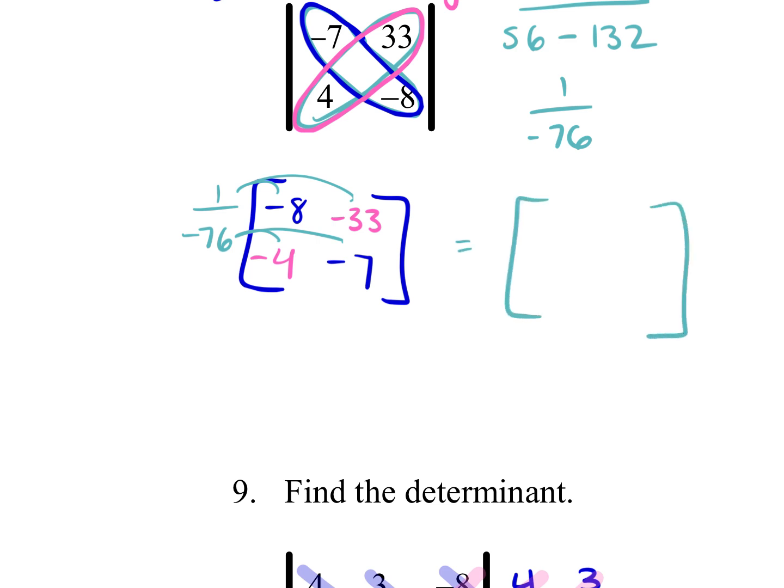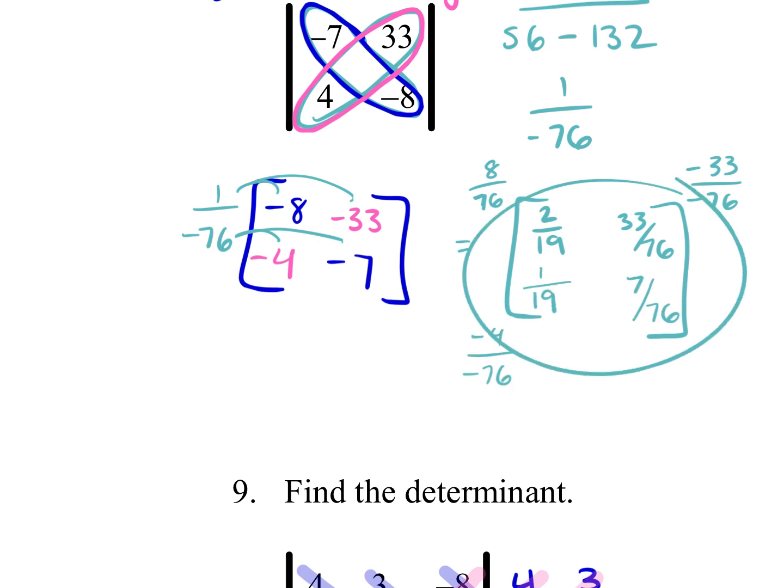So this first one, we have negative 8 over negative 76 would be 8 over 76. It's going to change to positive. Does 8 go into 76? No, but 4 does. 19 times. So we have 2 over 19. Then we have negative 33 over negative 76. Do we have any common factors between 33 and 76? Nope. So 33 over 76. All right, so this is our answer. So just make sure you simplify the fractions where you can. Any questions here?